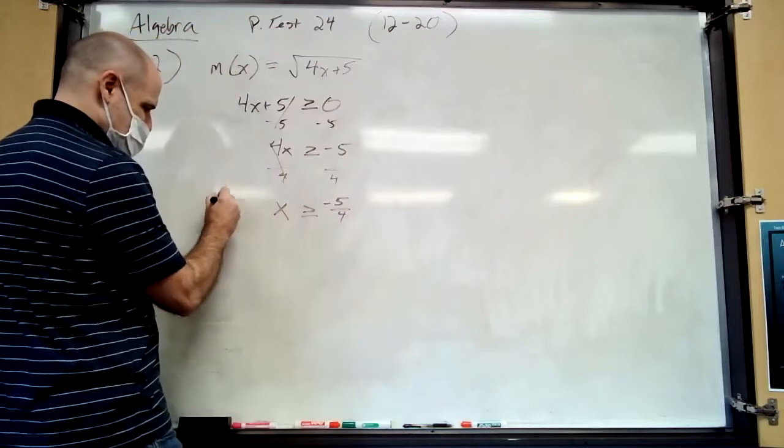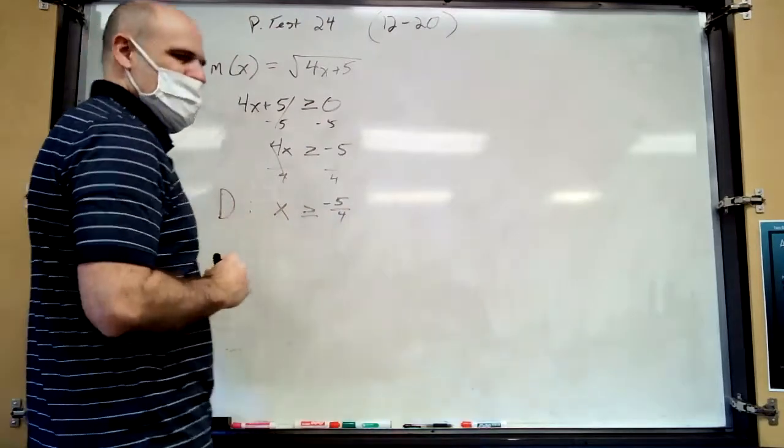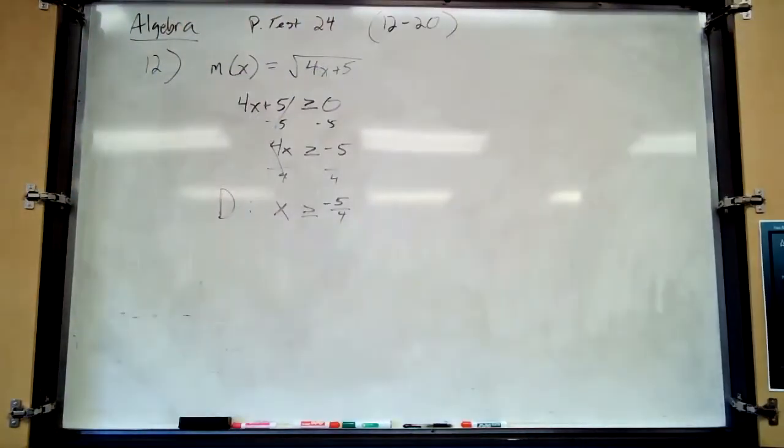So the domain, you can just put a capital D colon, and then x is greater than or equal to negative 5/4. Okay? Anything less than negative 5/4 is going to break that machine.